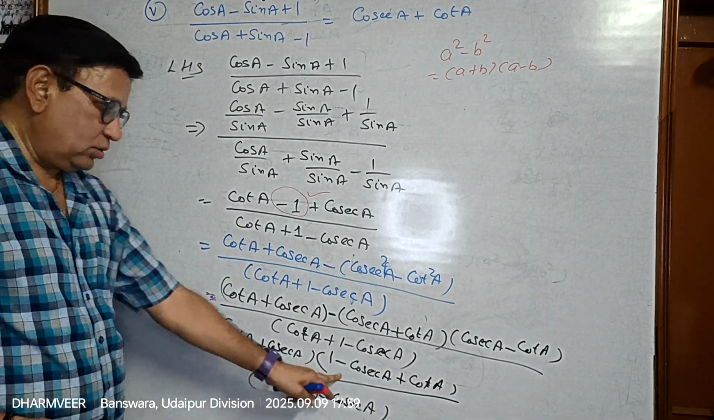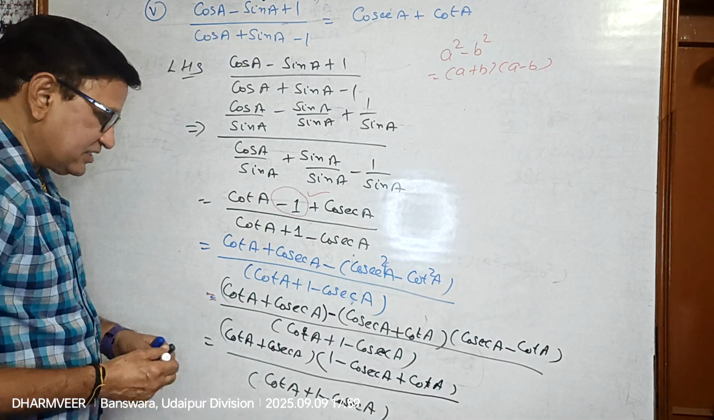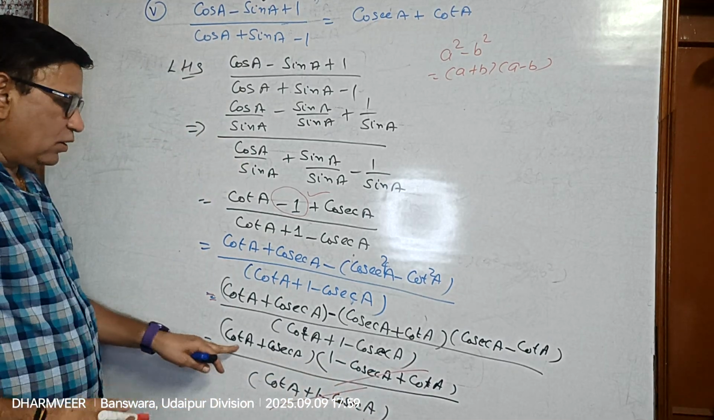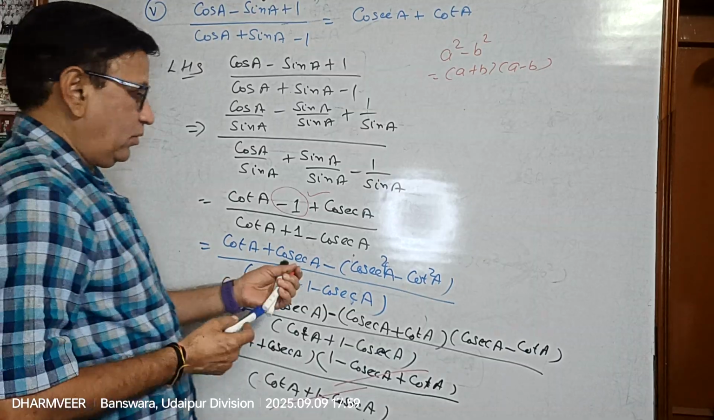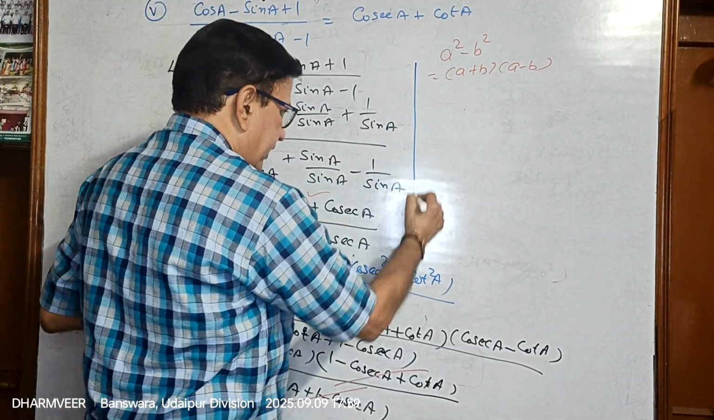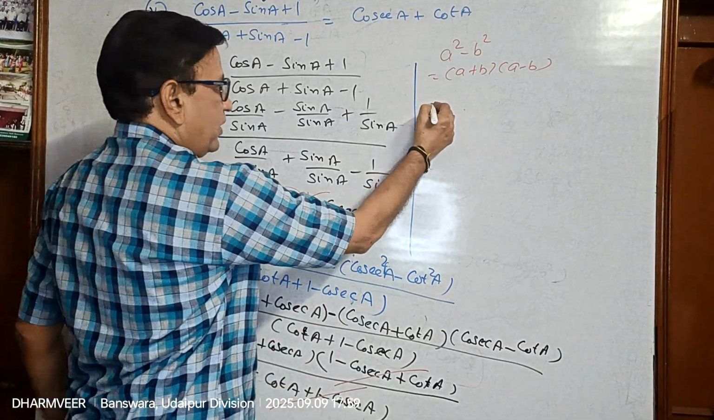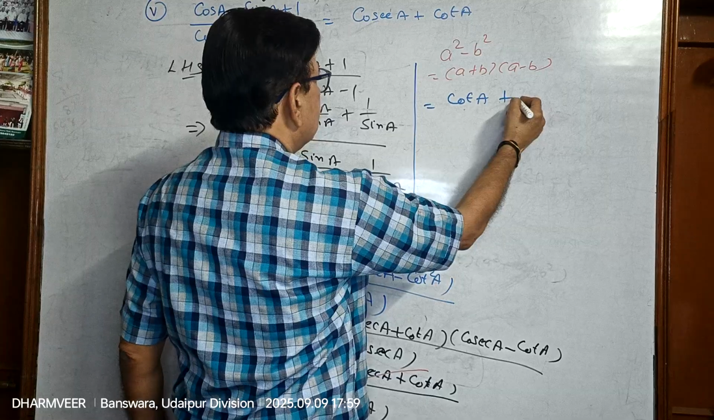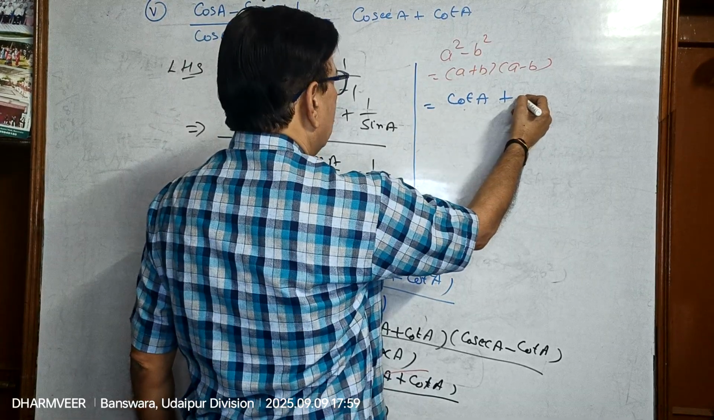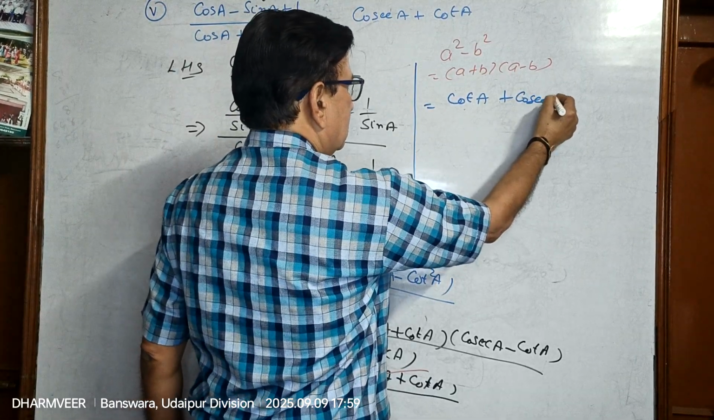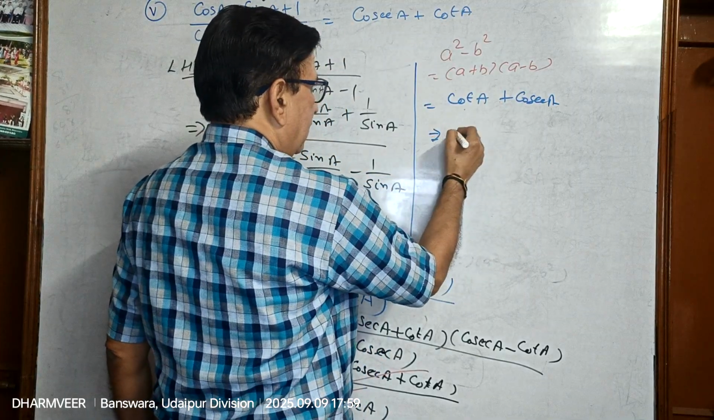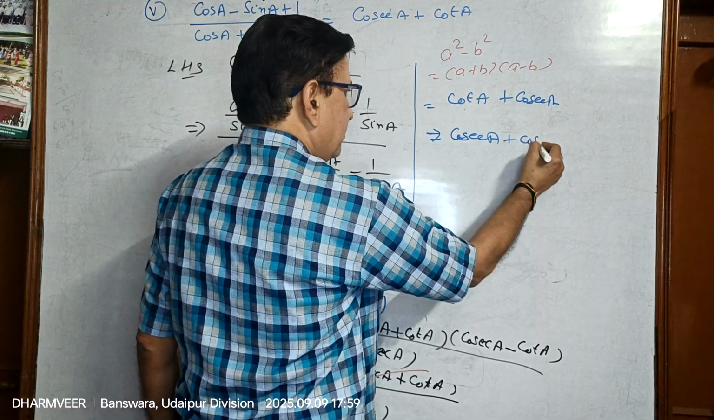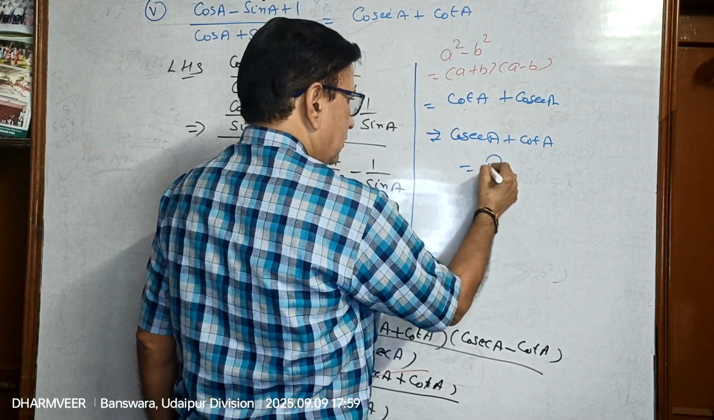Now we check both are the same bracket, so we can cancel it. Okay. So what is remaining here? Cot A plus cosec A. I am solving the remaining questions here. So last we are getting cot A plus cosec A, that is your RHS. Or you can write first cosec A, no problem, plus cot A. Both are the same thing.